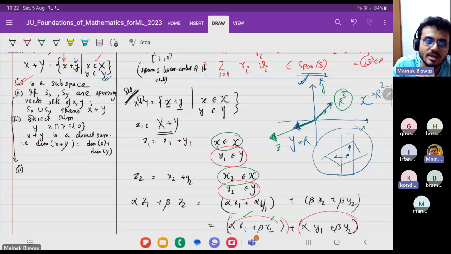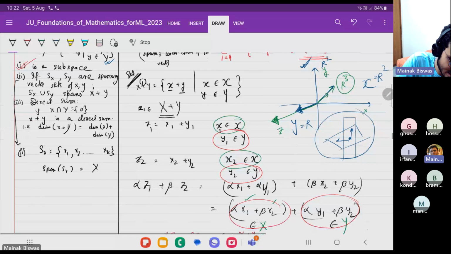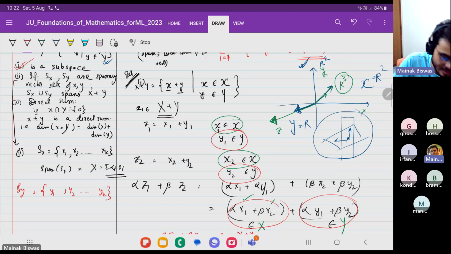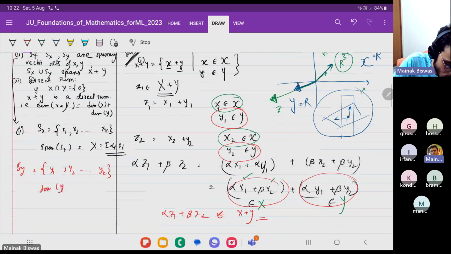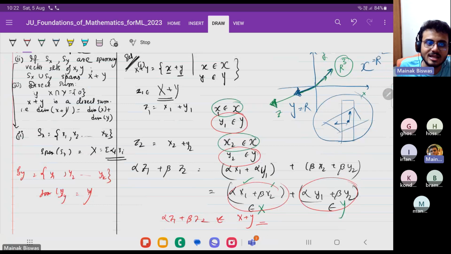They cover the entire X and entire Y. Exactly. So Sx is the set x1, x2, dot dot dot xk such that span of Sx is equal to X, right? That is the linear combination of alpha i xi's, right? Roughly speaking, the set of all alpha i xi's. Good. Then Sy will be y1, y2, dot dot dot yk, such that span of Sy will be equal to Y.